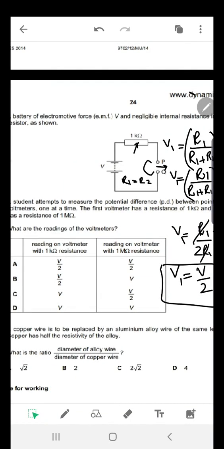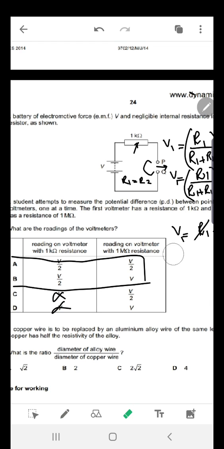Okay, there are two answers left, so you need to solve it further for 1 mega ohm also, because we'll consider these two answers now only, since this and this are wrong. Now let's solve for 1 mega ohm.